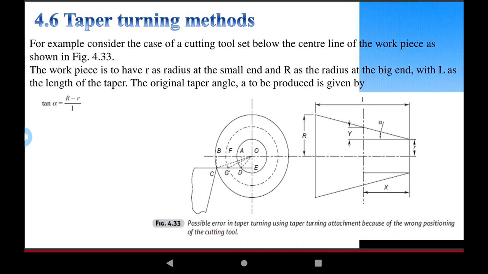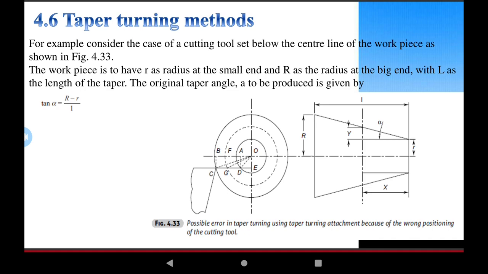Also consider that taper turning is possible using a turning attachment, because of the offset position of the cutting tool.